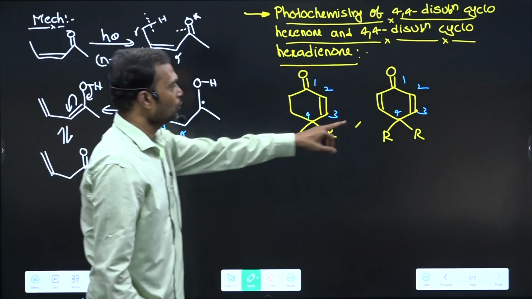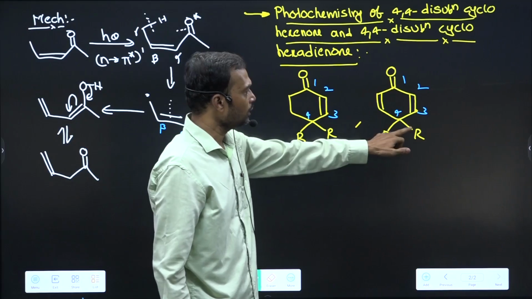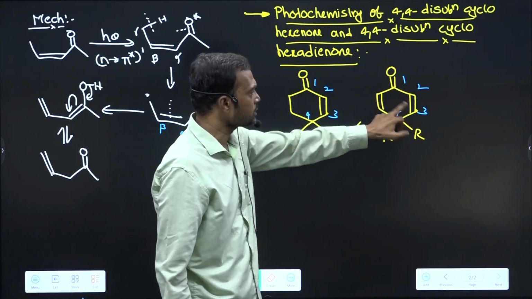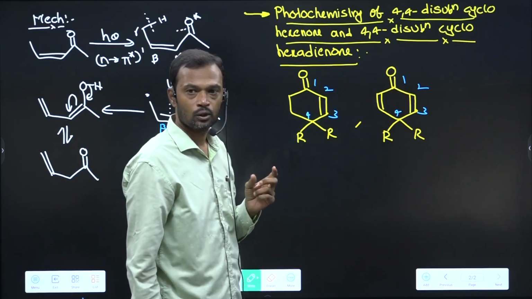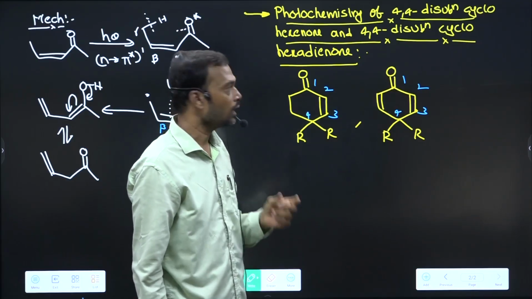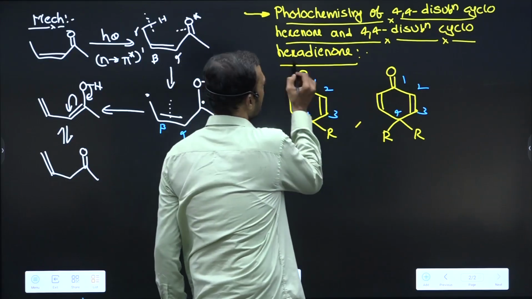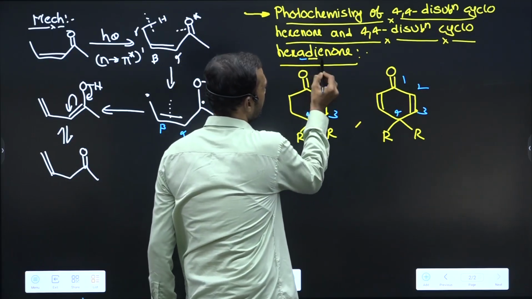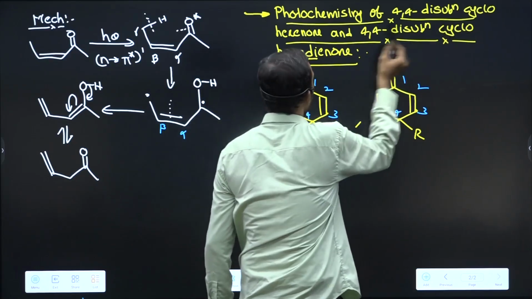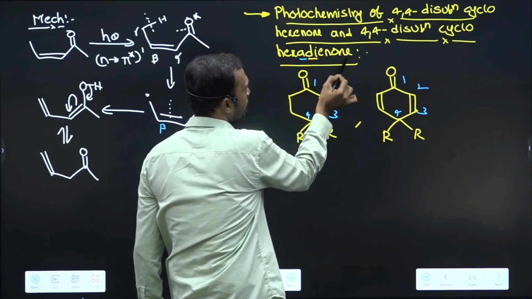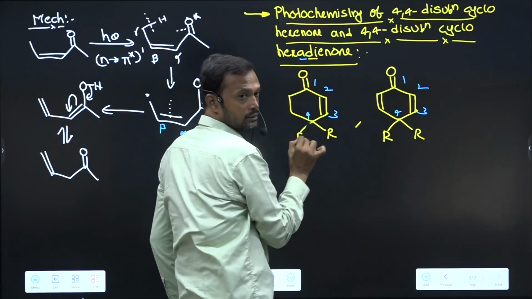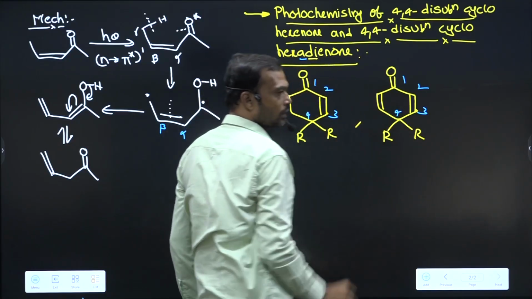This is 4,4 dialkyl cyclohexadienone. How many double bonds are there? 2. That's why I am using the word hexa. Here with one double bond I am not using dien. Hex-en-one, but here see, a-d-i. This is called hexadienone.